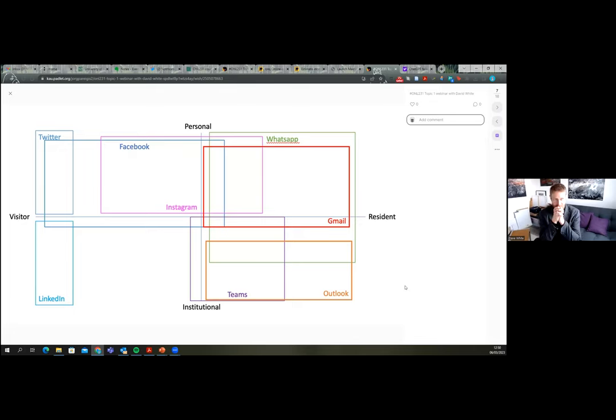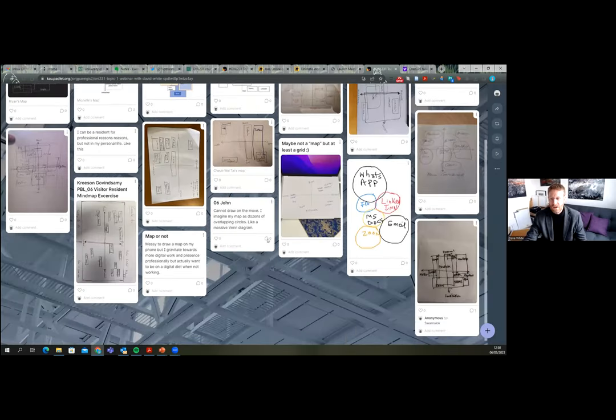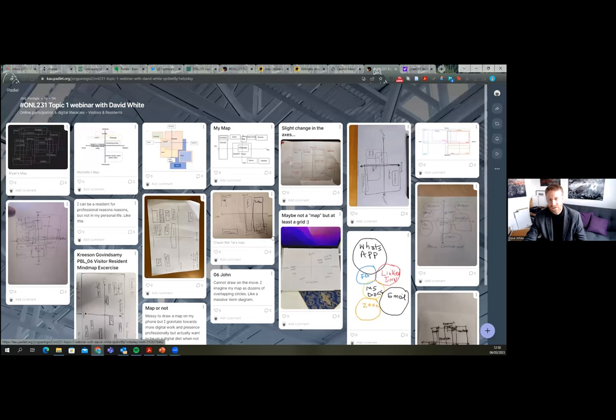That's an interesting one. Well, they're all interesting in different ways. What I'm going to do is move on. I hope you don't feel too relieved or too disappointed that I didn't show your map.